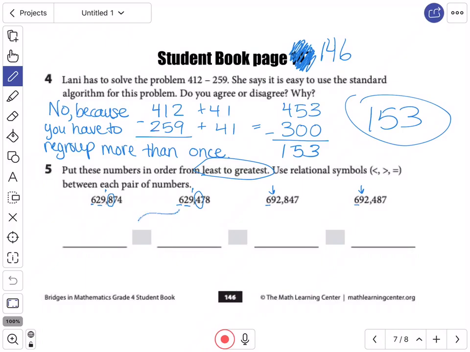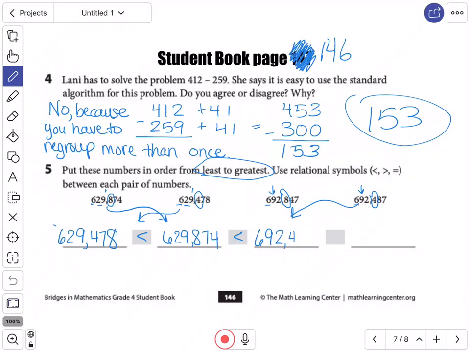Okay, so they both have 629. Now I look at that next number. This guy is going to go over here because it is the smallest number. So I'm going to end up with 629,478 is less than, and now this guy is going to go over here because that was the other one, 629,874. Now when I look at these other two over here, they both have 692. But again, they both have a 4 and an 8 right here, and so this one's going to go over here.